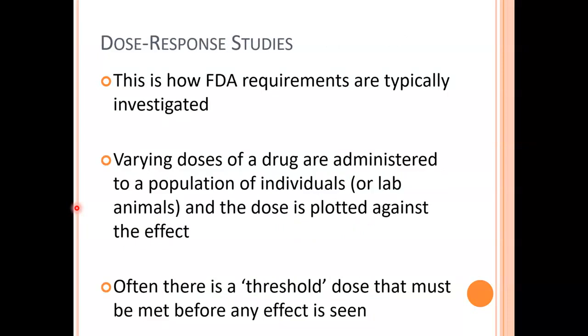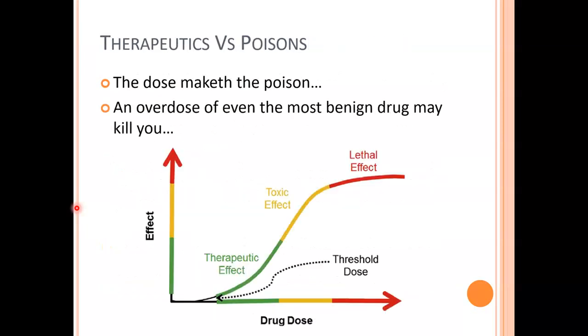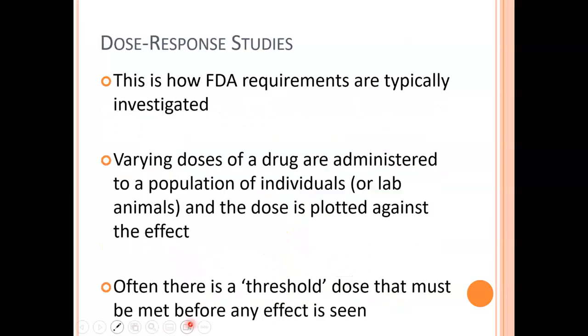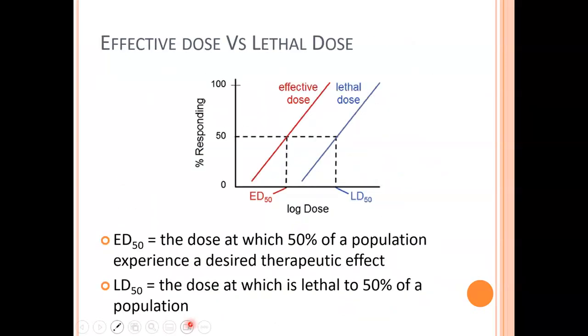So often there is a threshold dose that must be met before any effect is seen. Here, this is our threshold dose. Anything below this line, you're not going to notice any positive effect at all. So, effective dose versus lethal dose. There are two values that are typically investigated, hopefully using animal models. The ED50, which is the dose at which 50% of the population experiences the desired therapeutic effect. So half don't see an effect, half do see an effect.